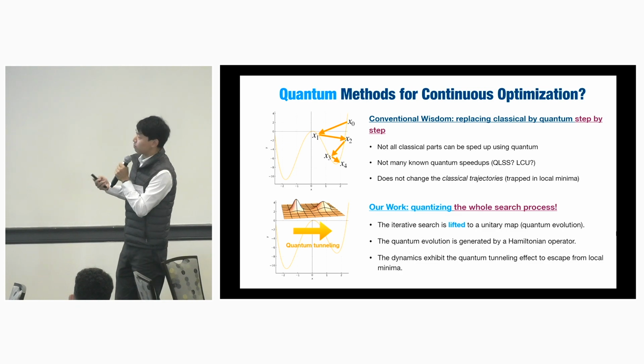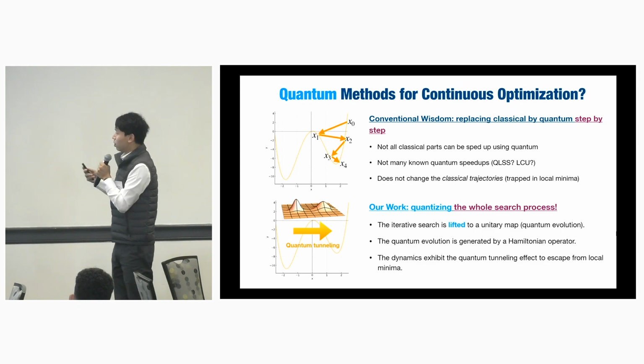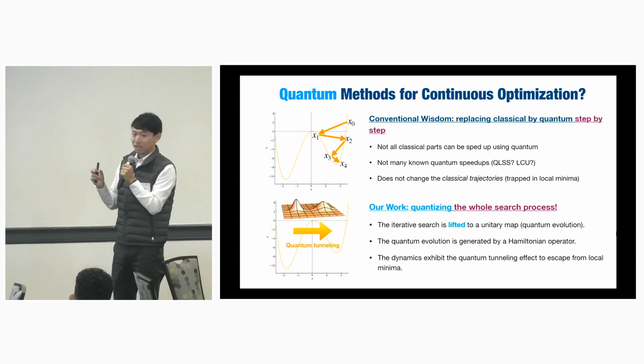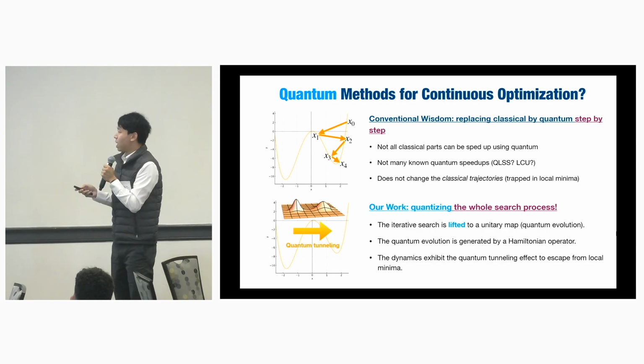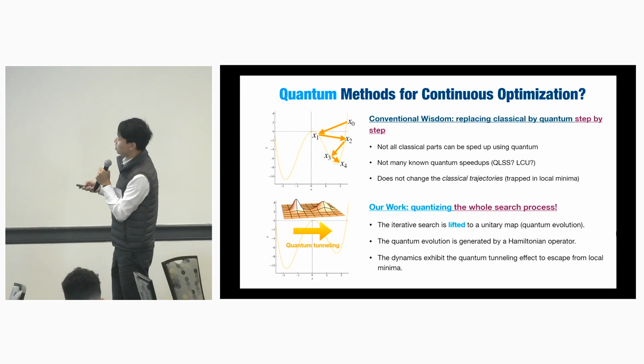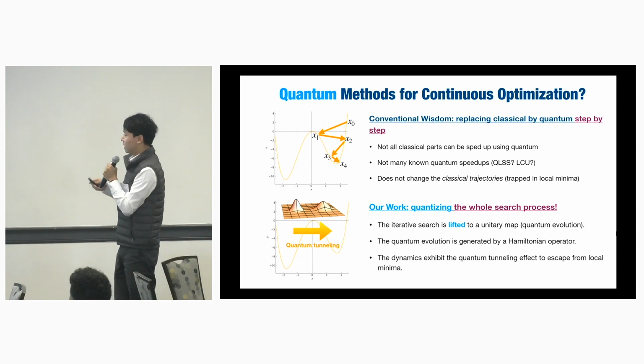That's the major motivation here. And in our work, we try not to replace each classical component with quantum algorithms, but we try to quantize the whole search process. So in this new idea, the iterative search process is lifted to a unitary map, or quantum evolution.